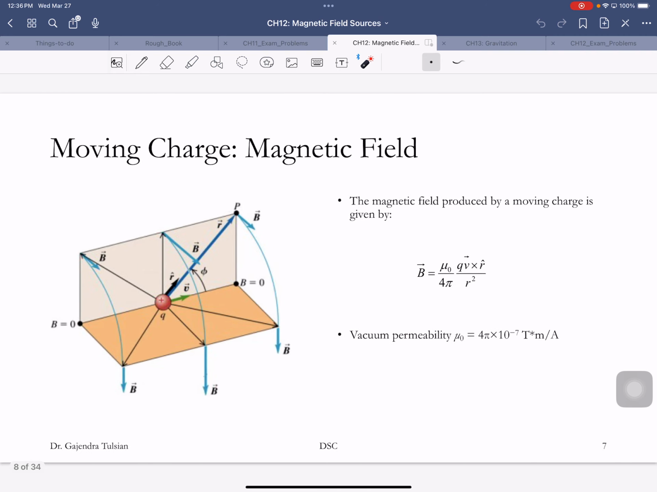All right, so here's the formula again. There is the charge moving in that direction, and mu naught is a constant. It's the vacuum permeability, mu naught over 4 pi. Q is the magnitude of the charge. V is the velocity. R hat is the unit vector pointing in the direction of the point at which you're finding the magnetic field. And the strength of the magnetic field is inversely proportional to the distance squared. So if you're twice as far, the field is 4 times as weak. That's what that means.